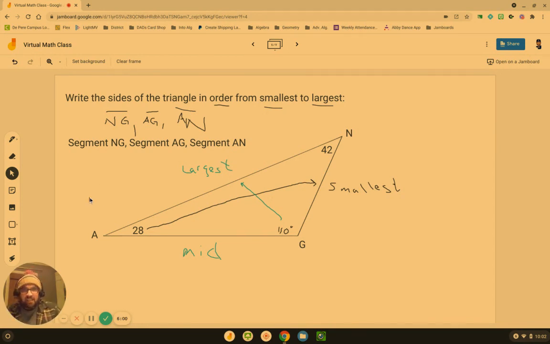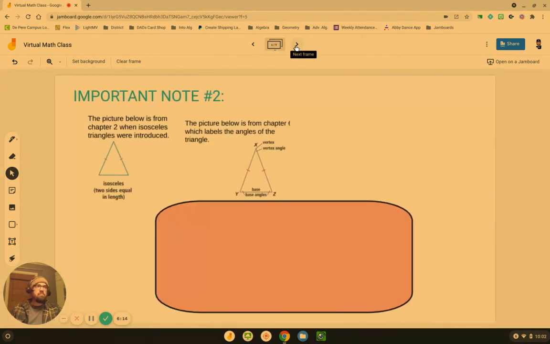The main idea here is that the smallest angle will have a relationship with the opposite side being the smallest, and the largest angle will have that relationship to the opposite side being the largest side. That's pretty much what we're going to cover for today. We're going to start with important note number 2 next time, and isosceles triangles. You're going to get a little bit of practice on trying to identify the longest, smallest, and middle sides.